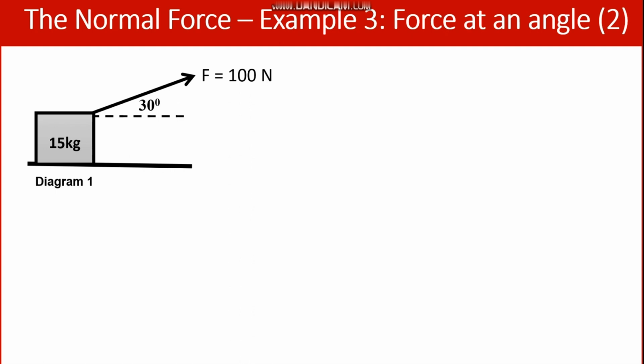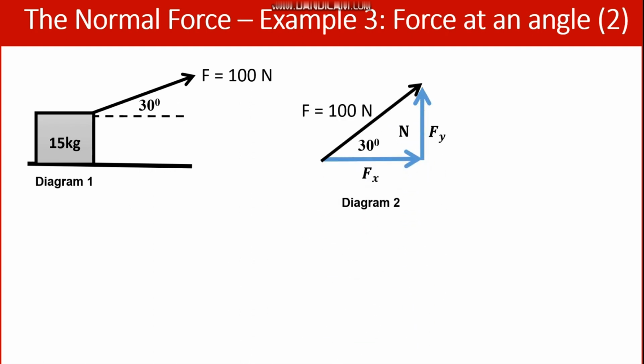This time we're looking at a force that is pulling the object along a horizontal plane as shown in diagram 1. Our main aim here is to calculate the normal force. For us to determine the normal force, we need to draw all the forces acting on the box as shown in diagram 2.